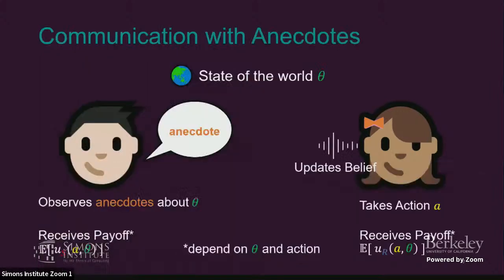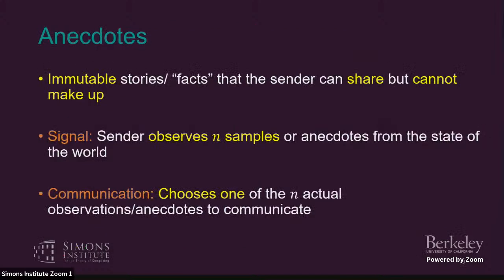In our model, we are interested in understanding this game when there are anecdotes at play. By that, I mean that the sender is going to observe some anecdotes about the state of the world theta, and then he's going to share one of the anecdotes that he observes. Here we think of anecdotes as immutable stories or facts the sender can share from whatever he observes, but he cannot make them up. He can't fudge them up. He can't summarize them or anything. He's going to share one of the anecdotes that he observes, and he'll choose which one to share with the receiver.